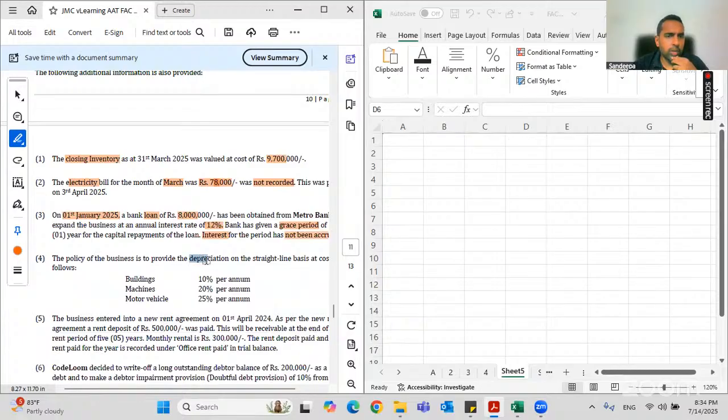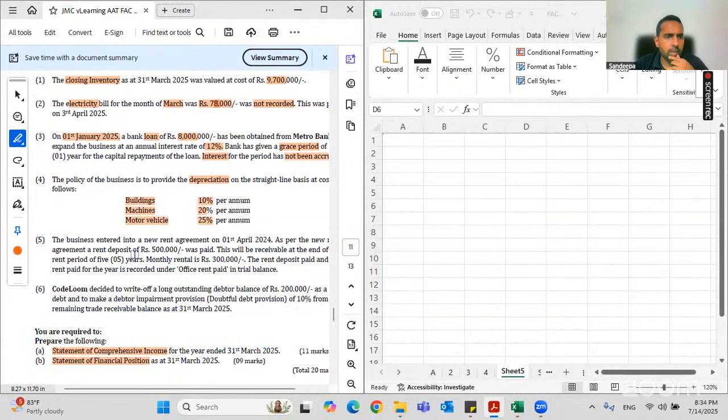Policy of the business is to provide depreciation: building 10, machines 20, motor vehicle 25. The business entered into a new rent agreement on 1st April 2024. As per the new rent agreement, the rent deposit was 500. This will be receivable at the end of the rent of 5 years. Monthly rental is 300. The rent deposit paid and the rent paid for the year is recorded under office rent pay. Everything is under the office rent pay.